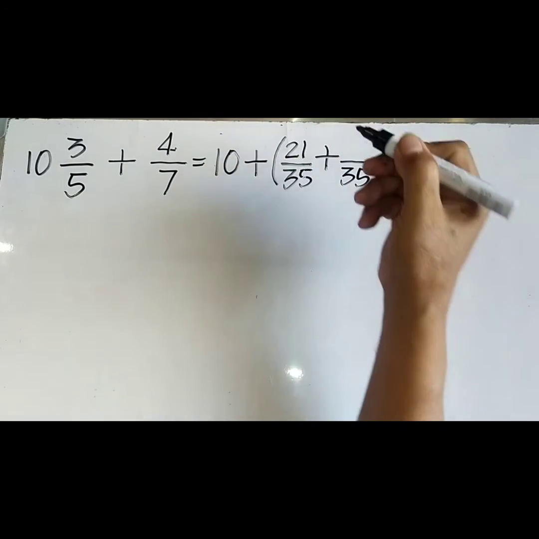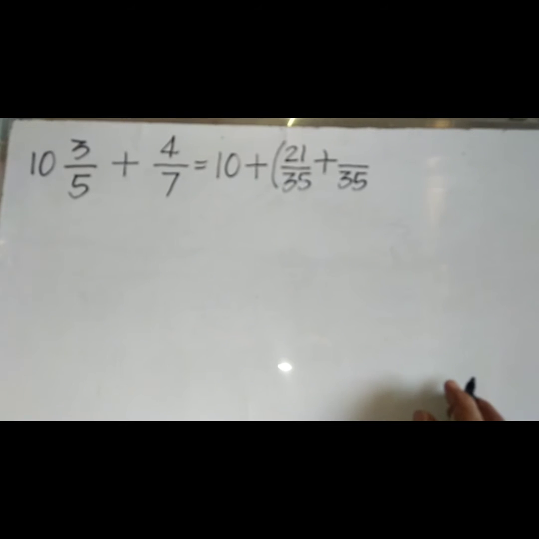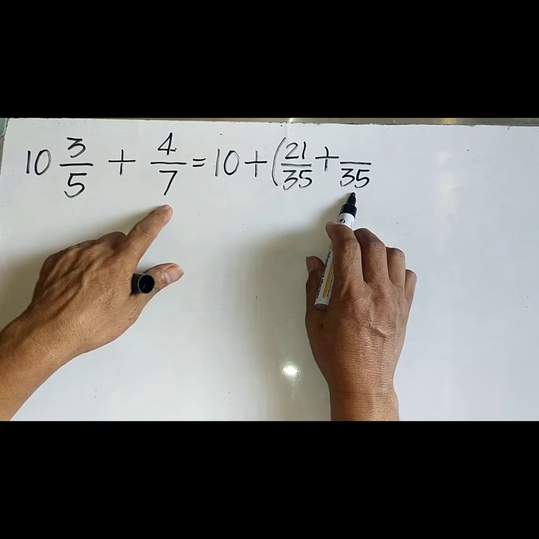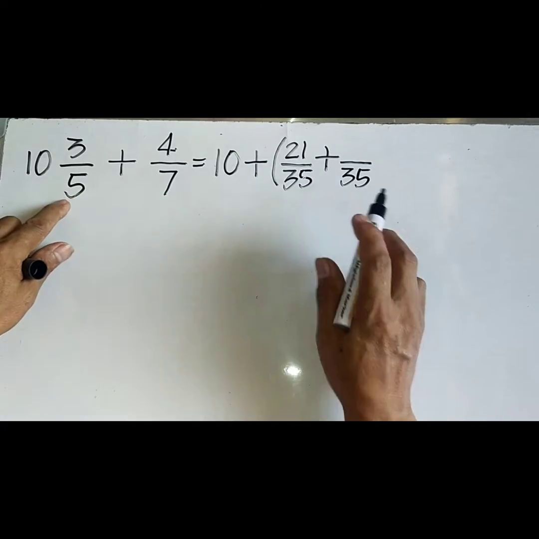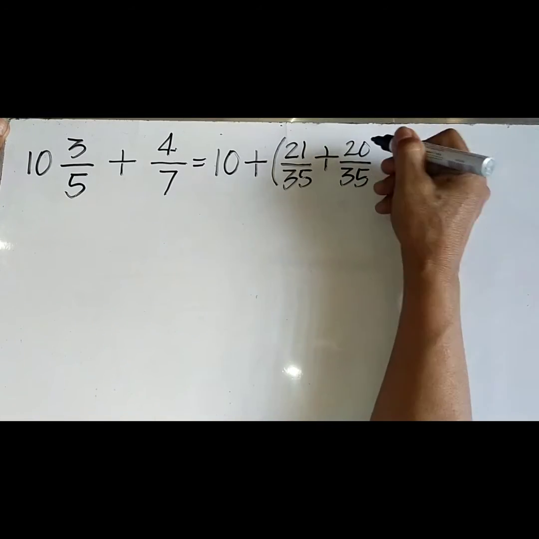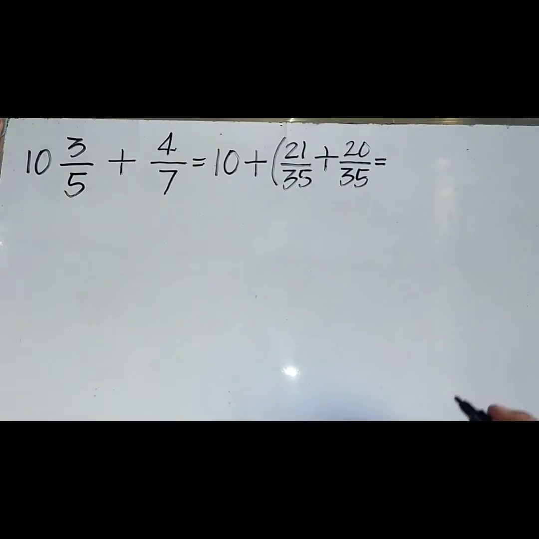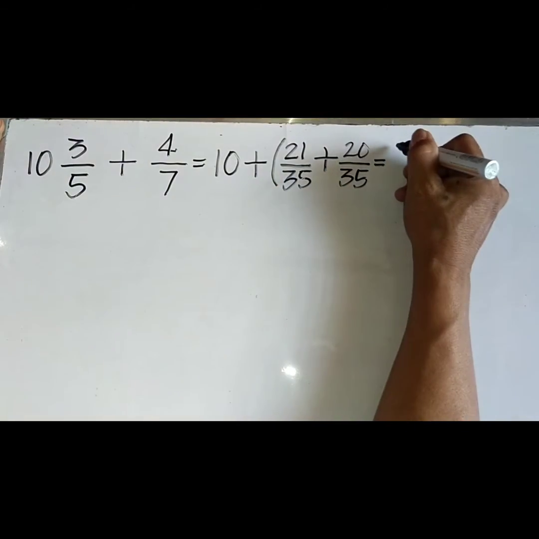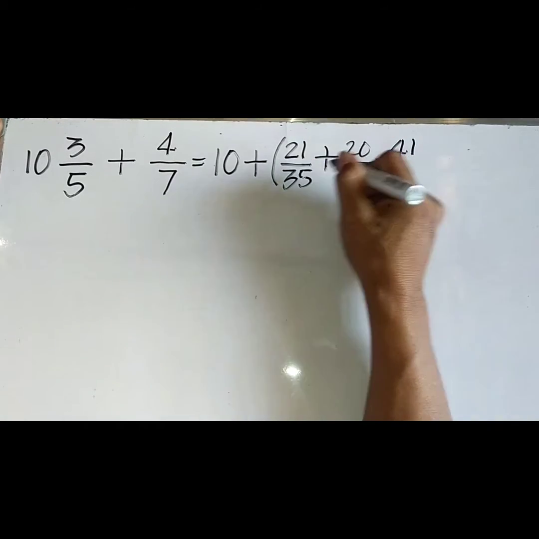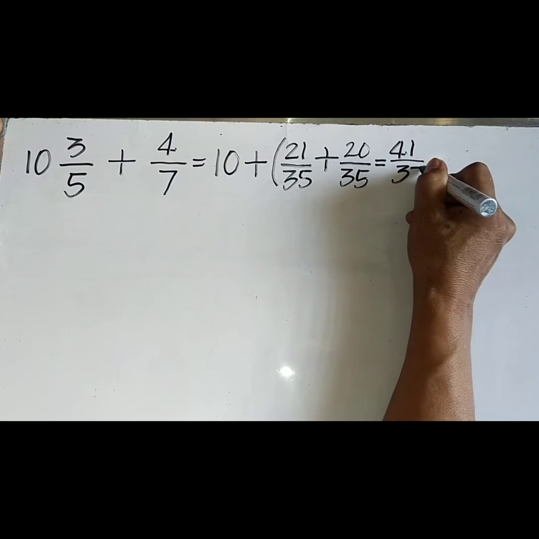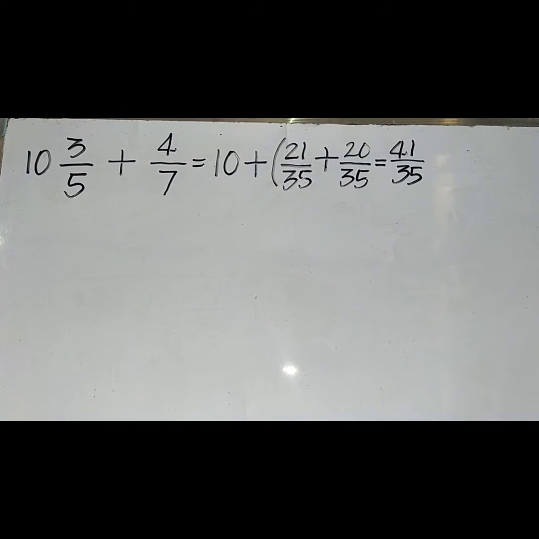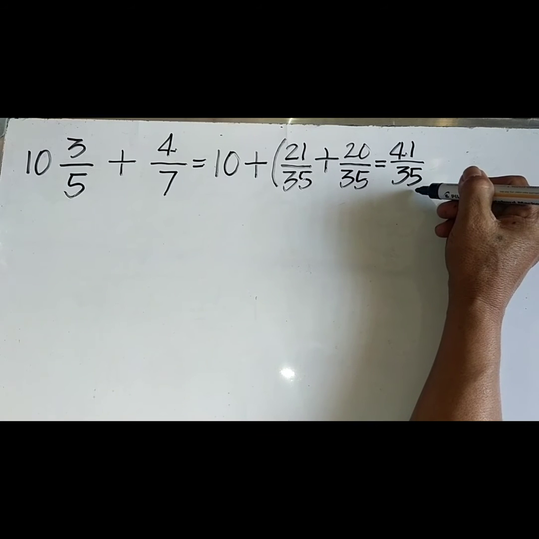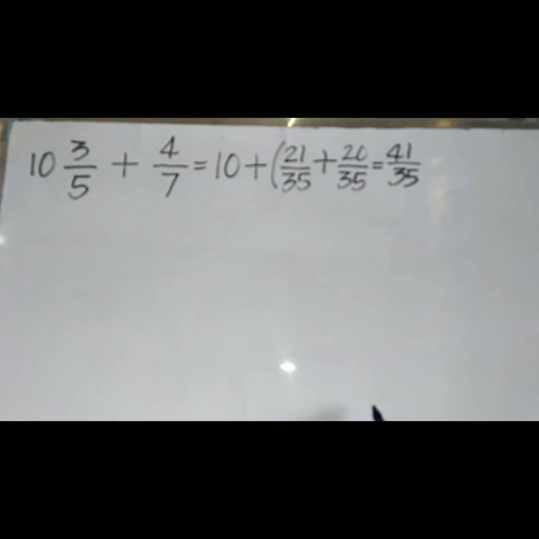The same steps that we apply when we add fractions. 35 divided by 7, the result is 5 times 4, we have 20. So they are now similar fractions, so we add the numerator only. 21 plus 20, we have 41. Bring down the common denominator, which is 35. Now, looking at the fraction, the numerator is bigger than the denominator. Normally, a fraction has a smaller numerator than the denominator. So this time, we have a bigger numerator. This is what we call an improper fraction.